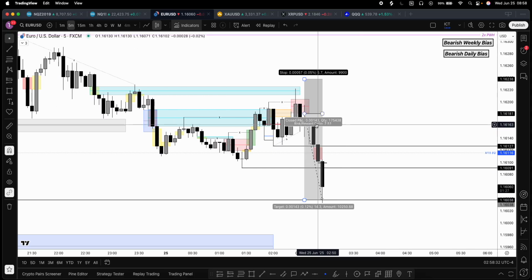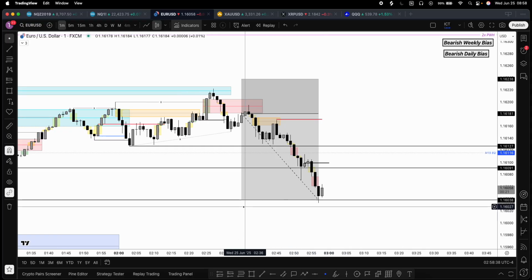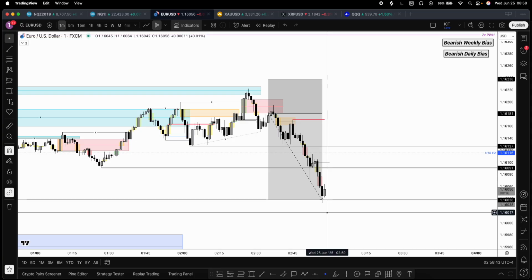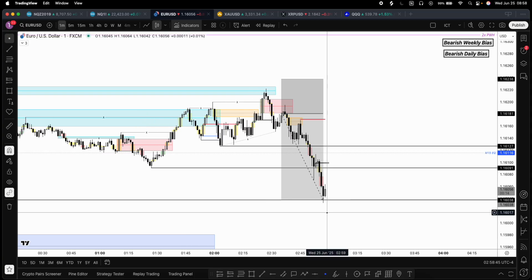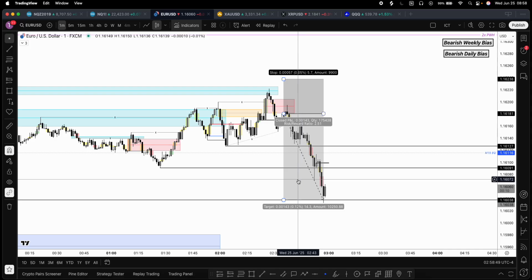So that was a really nice trade. Didn't go into much drawdown and then just kind of went down straight away. Pretty clean. That was 22 minutes. Bit of a scalp. Kind of 14 pips. 14.3 pips.